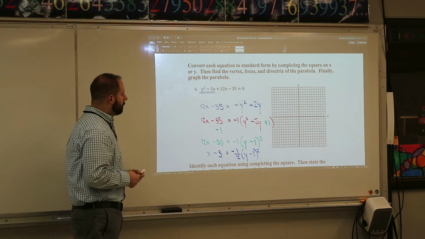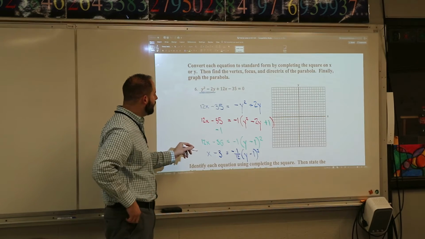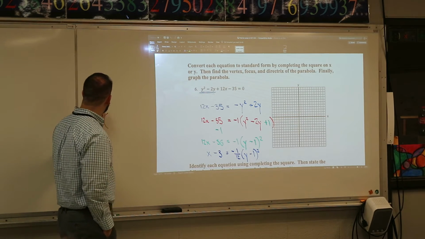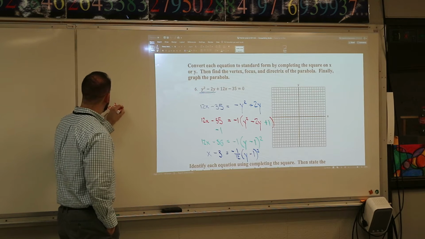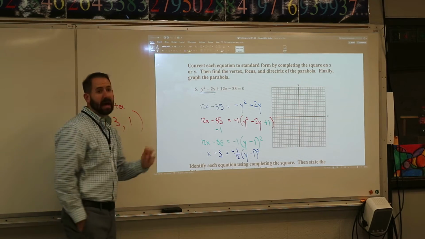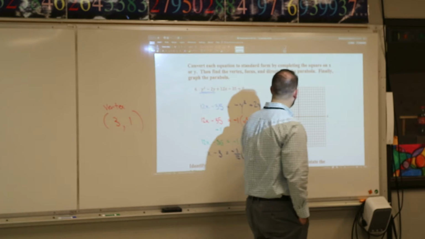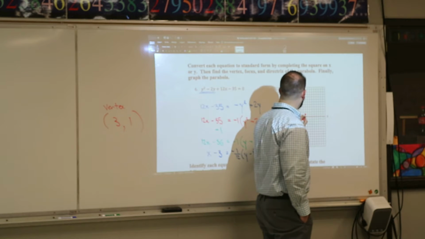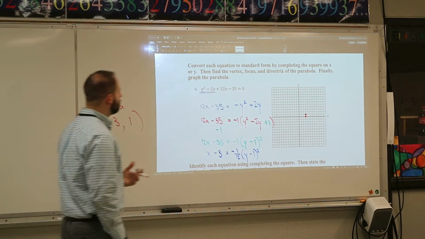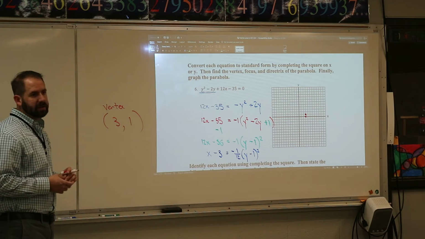All right, so we get to this point here, and now we're going to do the vertex. So what's the number with the x? 3, okay. What's the number with the y? 1. It's always the opposite of those numbers. I know they were negative, so we made them positive. So my vertex is 3, 1. So there's my vertex. That's the start of the bowl. We know the bowl's going sideways, so we'll draw that here in a minute. But does everyone understand where I got my starting point?